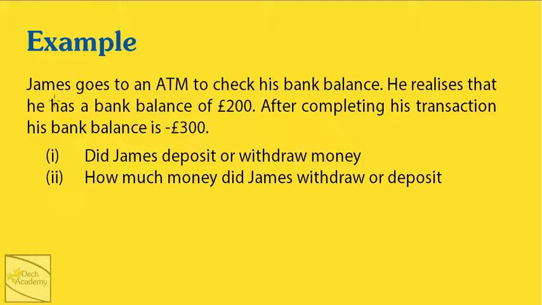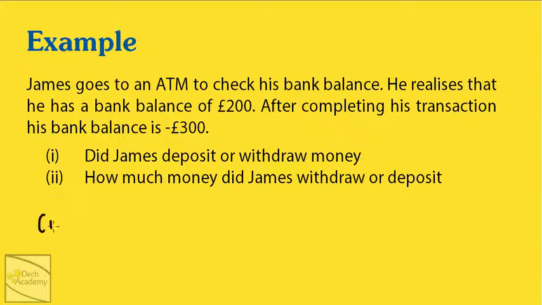So this example says James goes to an ATM to check his bank balance. He realizes that he has a bank balance of £200. So he has £200 in his bank account. And then after completing his transaction at the ATM, his bank balance is -300. So this is one of those situations where your bank can allow you to withdraw more money than you actually have. So it goes into negative territory.